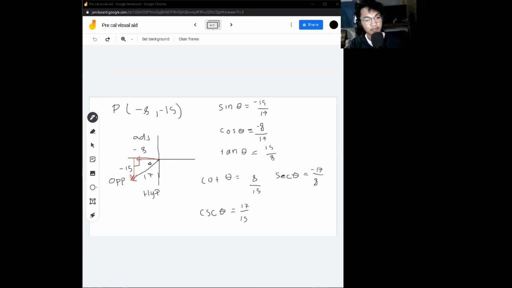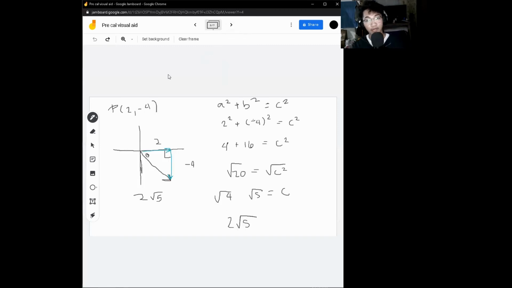So cosecant, to find that, all you need to do is find the reciprocal of this value. So cosecant is going to be 17 over 15, but with a negative sign. And secant is going to be the reciprocal of cosine, which is negative 17 over 8. And finally, the cotangent, which is 1 over tangent, that's going to be 8 over 15. And that's it for this example. Let's go on to another one.